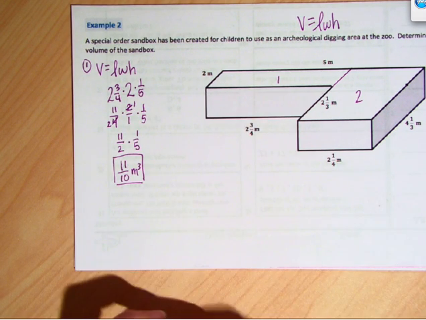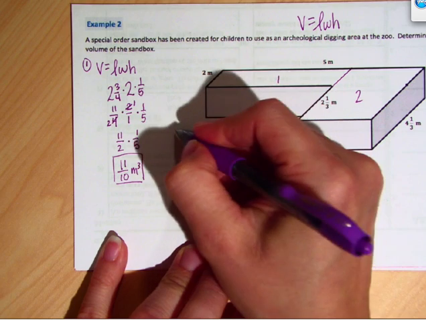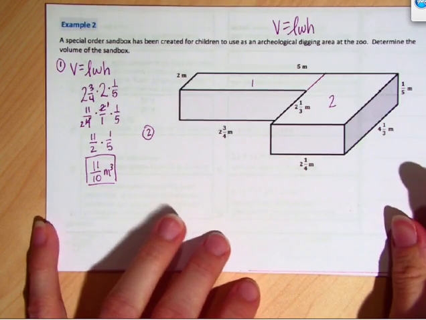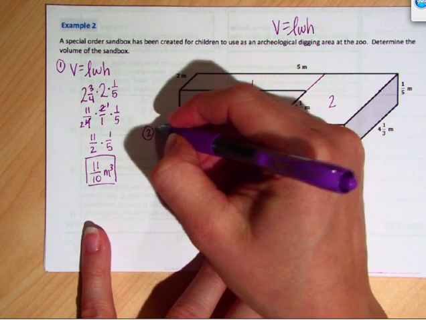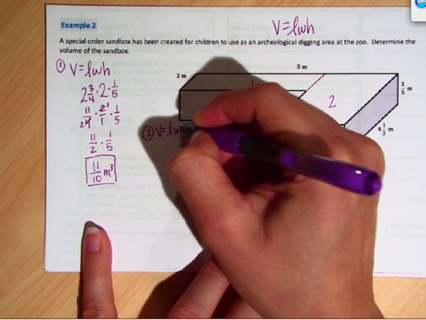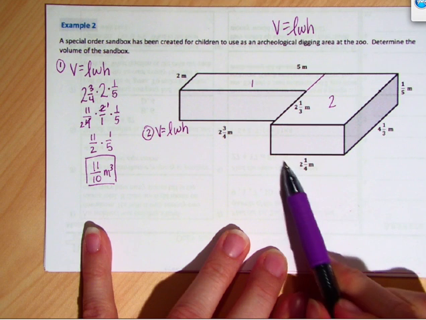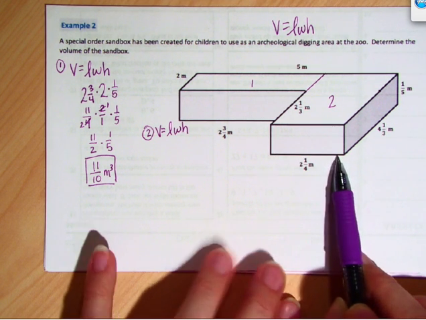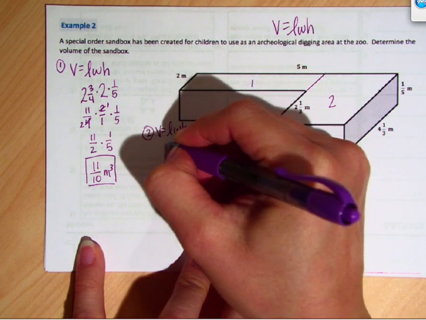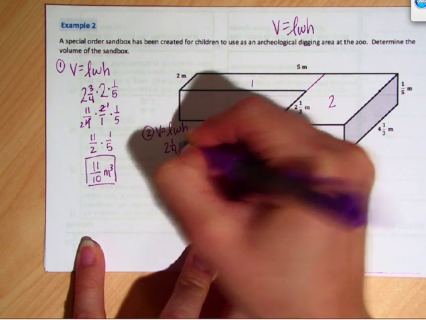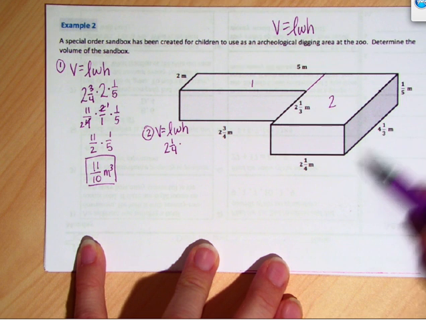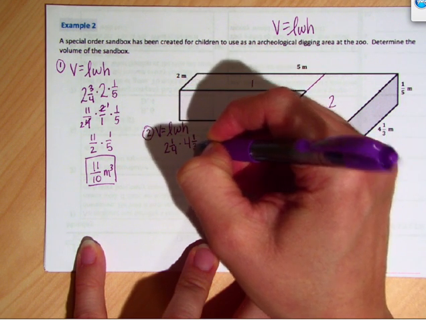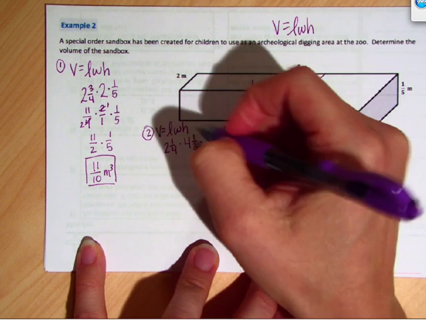I took up some room. Let's see. I'm going to squish my second one right here. This will be the second one, the number 2. Okay, so length times width times height. My length is across this front here, so my length is 2 1/4 times my width is 4 1/3 times my height, which is still the same, it's 1/5.